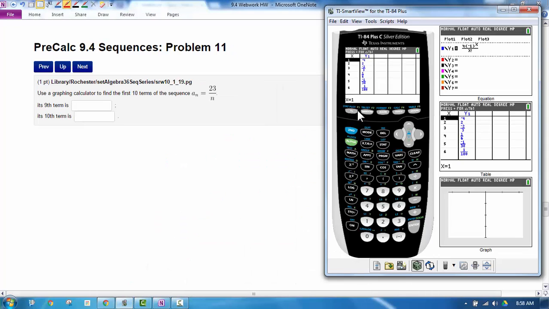Next problem wants us to use the graphing calculator, so we can just plug this in to the calculator as I like to do the alpha fraction, 23 over n, so I'll use x instead of n. Then just go to your table set and make sure you start at 1 and go by ones, so that way when you look at your table, it'll look just like the table we would want for our arithmetic sequence. First term is 23. We can then scroll down to the 9th term, which is 23 over 9, and the 10th term is 23 over 10.